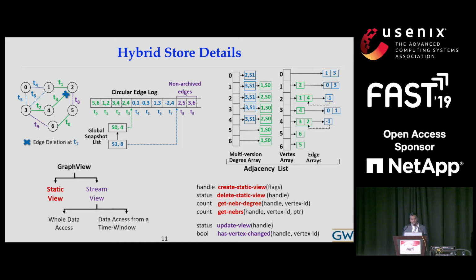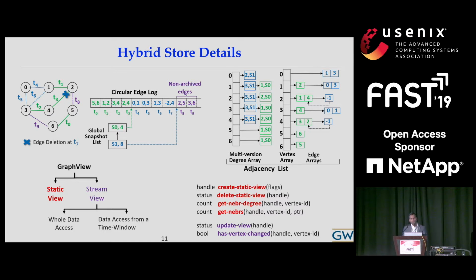The APIs are very simple. You just create a static view, pass a certain flag like data visibility, and that's it. And then you can use the vertex-centric programming model, and you can easily implement BFS, PageRank, or articulation point. By just calling two APIs, get neighbor degree and get neighbors, it will give you the number of edges for each vertex very efficiently.